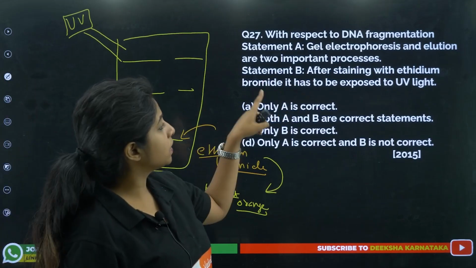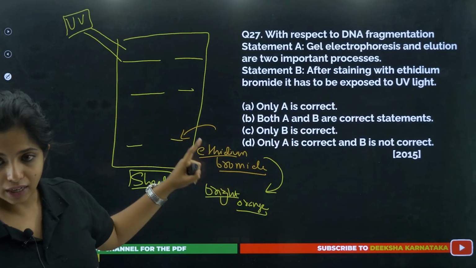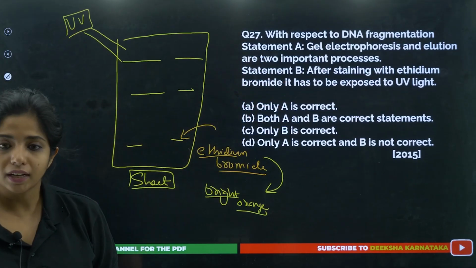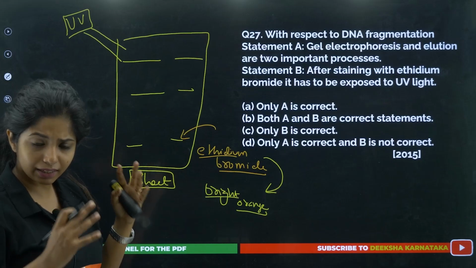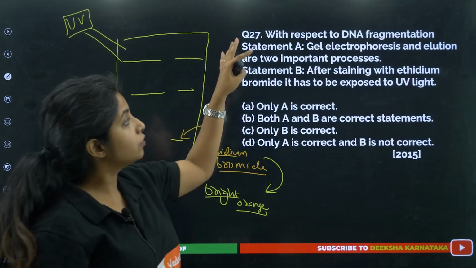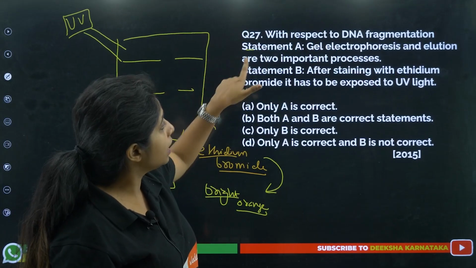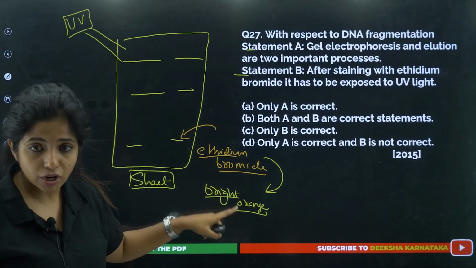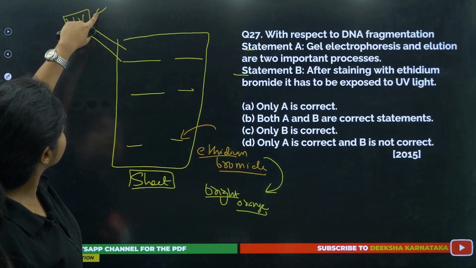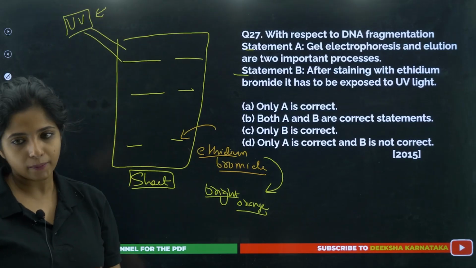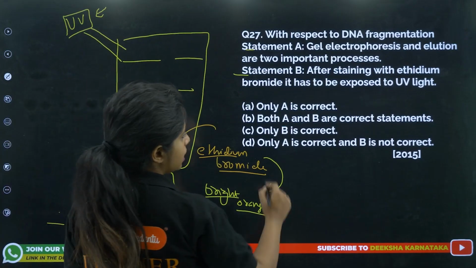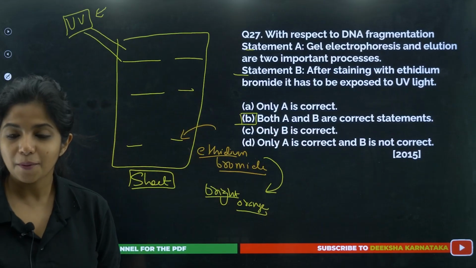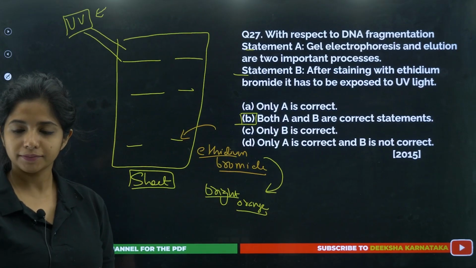So after staining with ethidium bromide, it has to be exposed to UV light. Without exposing to UV light, you are messing things up. So statement A and statement B both are correct. And later I take this DNA and use it for my use. So with respect to DNA fragmentation, statement A and statement B, both of them are equally correct. Please remember, ethidium bromide gives bright orange color and it will be only visible if UV radiations are there. This is an important NEET question as well. Okay, so both the statements are correct. Both A and B are the correct statements. This came in 2015 My Champions.